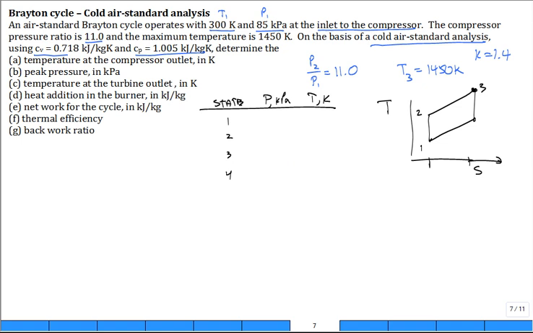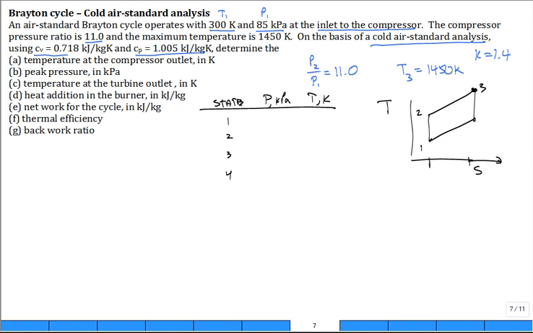Because it's a cold air analysis, anytime we need a change in H, we'll just use one of those specific heats, C sub P times delta T, true? Yes, sir. Sir, what is the purpose of studying cold air standard analysis?